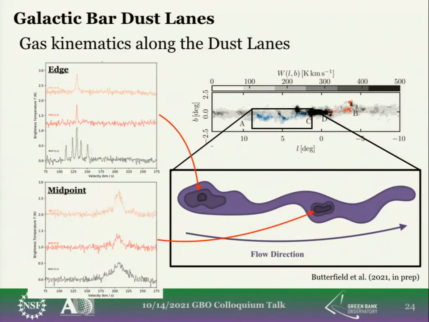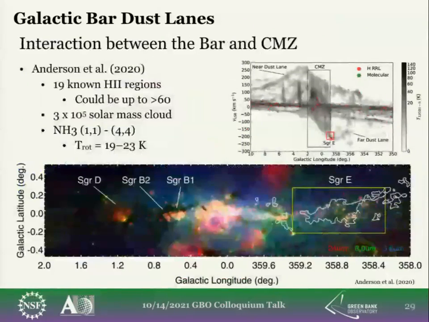Thanks, Natalie. You showed some nice observations linking the dust lane to the CMZ. Are there any complementary observations that could potentially link the CMZ to the Fermi bubbles that might show some transitional gas there?